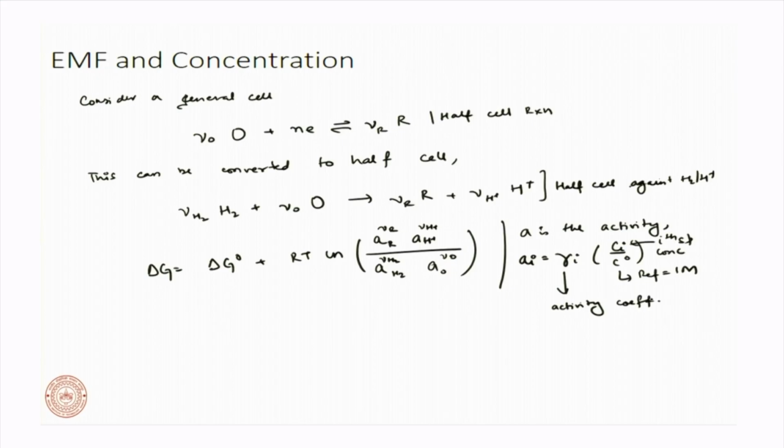If it is a gas, then a_i is equal to gamma_i P_i over P naught, where P naught you can take as 1 atmosphere. So you take it against a reference. All right, that makes sense. Let us go back one time.